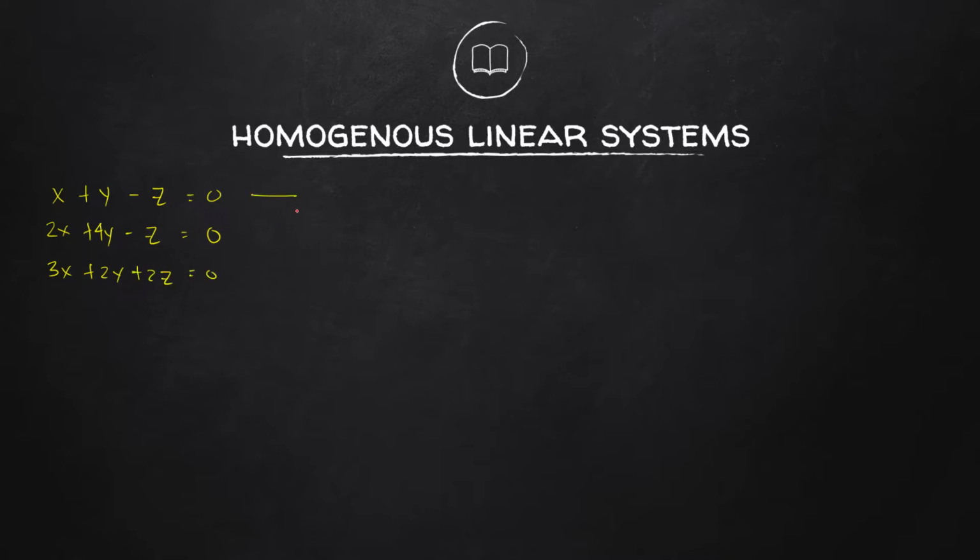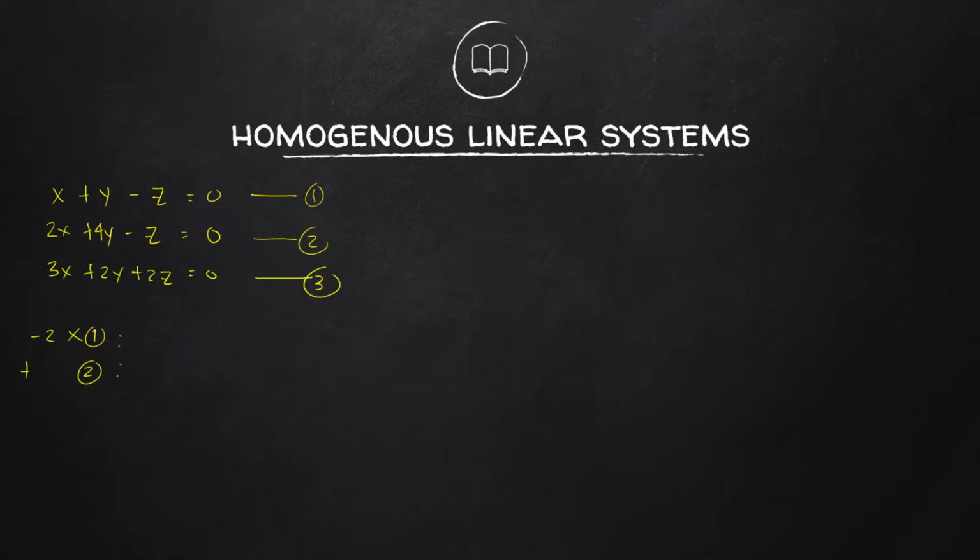I will call this equation 1. This would be equation 2, and we have your equation 3. So using the process of elimination, let's try to eliminate the first variable, that is x, for the second equation. And to do that, we multiply the first equation by negative 2 and add it to the second equation.